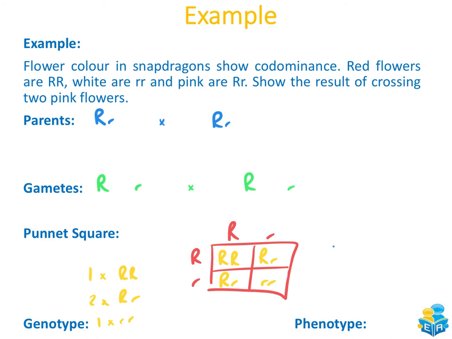Well, the capital R is going to be red. We have two pink, because if you have a capital R and a small r, which is what we have here, we know that that's pink. And if we have two small rs, that's going to be white. So we have one white as well. Now, if you want, you can convert those to percentages as well. So that would be 25%, 50%, and 25%. Sometimes you will be asked for the percentages, not all of the time. So it's completely up to you what way you want to do it. You could also do it as a ratio if you wanted to. You could do 1:2:1. Again, completely up to you.